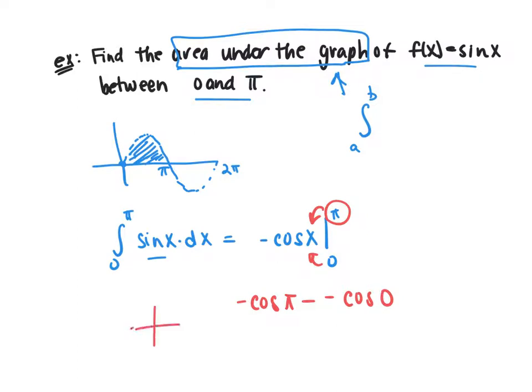So at pi, that's sitting right here, that ordered pair is negative 1, 0, so the x value is negative 1. So we're going to take a negative negative 1. And at 0 right here, we have 1, 0. So here we have plus 1. And this is 1 plus 1, which is equal to 2. So the area under the curve is 2 square units.